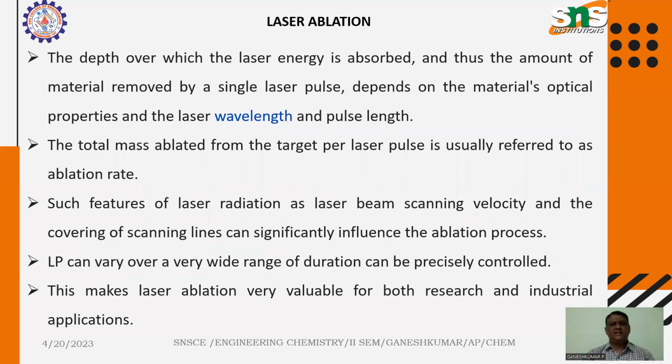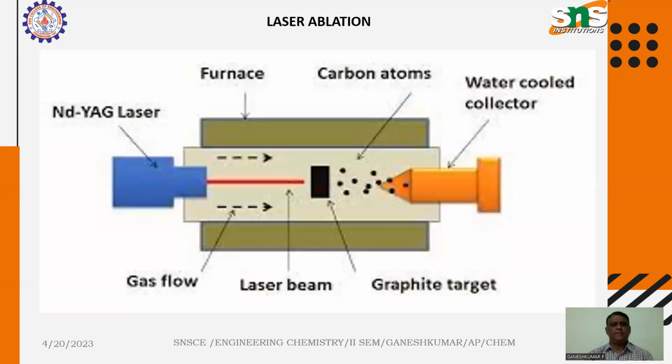The depth over which the laser energy is absorbed, that is, the amount of material removed by a single laser pulse, depends on the material's optical properties and the laser wavelength. The total mass ablated per laser pulse is referred to as the ablation rate. The laser pulse duration can vary over a wide range and can be precisely controlled. This laser ablation method has wide industrial and research applications.